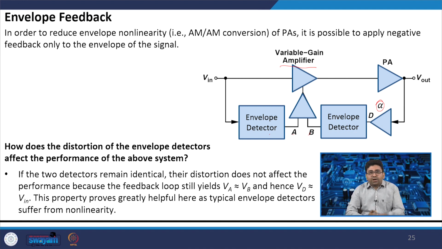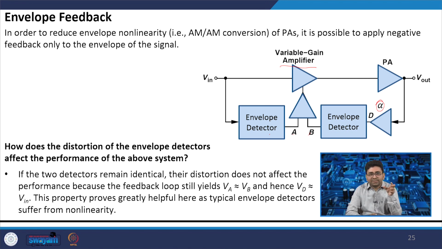So, here in order to reduce the envelope nonlinearity in a PA, it is possible to apply a negative feedback only to the envelope of the signal instead of considering the phase. So, we will only play with the amplitude. And how does the distortion of the envelope detector affect the performance of the above system?